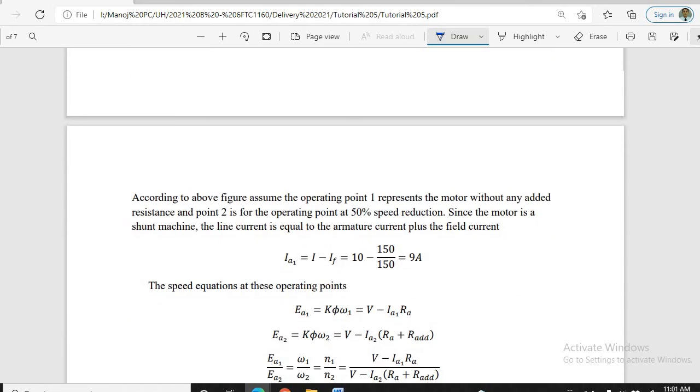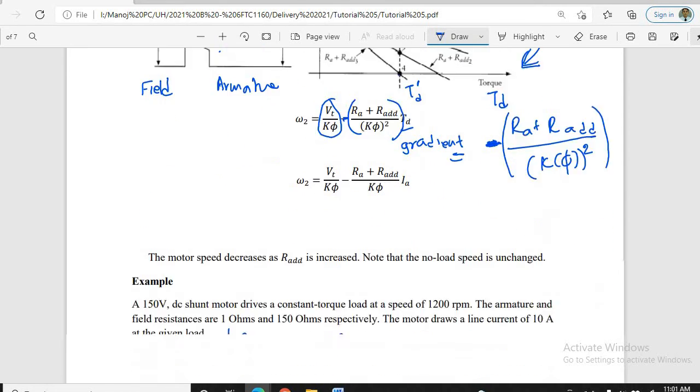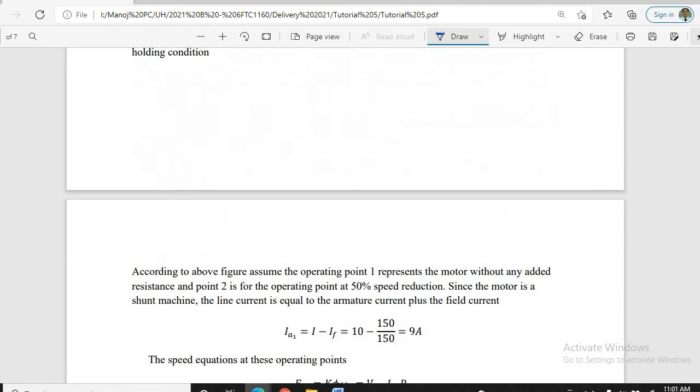So therefore, by using this, we will assume that at this stage we have only the armature resistance. The resultant armature resistance is Ra. That means we haven't added anything, let's say plus 0. Then we will assume this is the case when the resistance is added. At that time, let's mark it as omega 2, right? Omega 2 value.